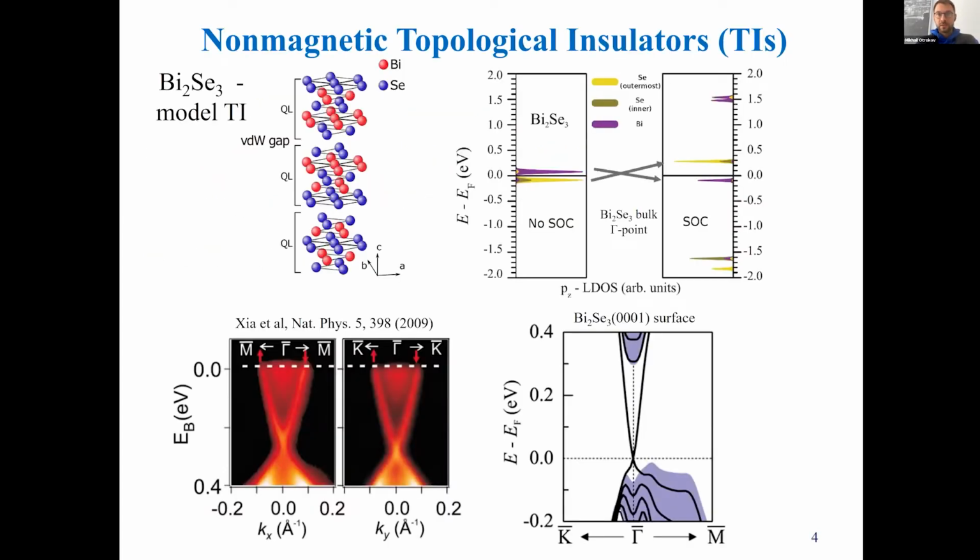A non-magnetic topological insulator in 3 dimensions is a material whose bulk is gapped, while its surface is almost necessarily gapless. Why does it happen? The answer is due to spin-orbit coupling. Let us consider this on the example of a model topological insulator, which is bismuth selenide. Its crystal structure is shown here. It is composed of the so-called quintuple layer units made of selenium, bismuth, and selenium again, atomic layers. And here you have the so-called van der Waals gap, where the bonding is primarily of the van der Waals type. So this is a layered material.